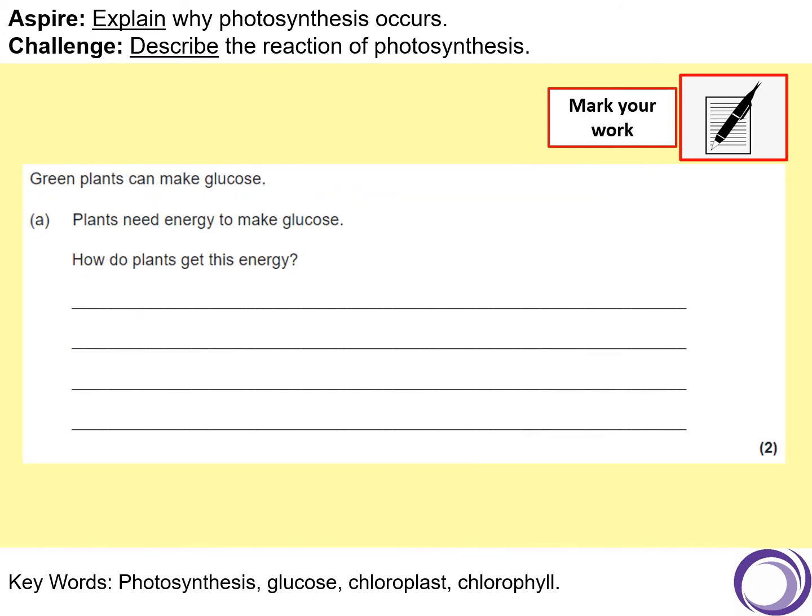Right, so next question, green plants can make glucose. So plants need energy to make glucose. How do plants get this energy? So I'm going to give you 2 minutes because it's a 2 mark question. So plants need energy to make glucose. How do plants get this energy? 2 minutes, off you go.